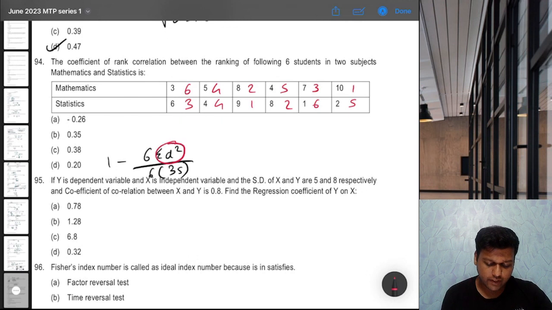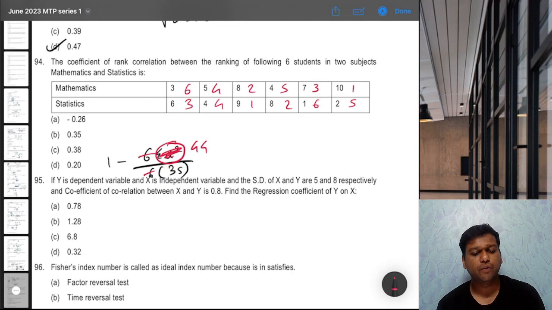Now this part you should do on the calculator only. How will we do that? Difference 6 minus 3 square, so into equal to, and M plus. 4 minus 4 into equal to, M plus. 2 minus 1 into equal to, M plus. 5 minus 2 into equal to, M plus. 3 minus 6 into equal to, M plus. 1 minus 5 into equal to, M plus. When you press MRC you get 44. So this is 44, 6 will be cancelled. So 44 by 35 is what? Sorry, 44 by 35 is 1.2571.